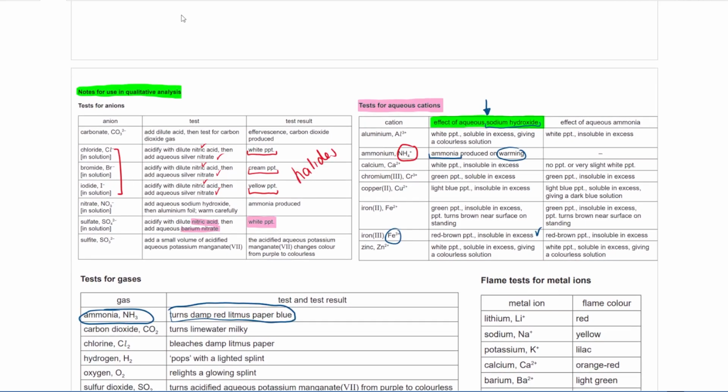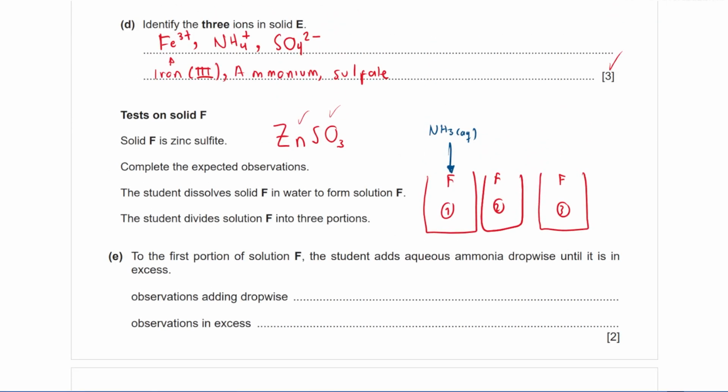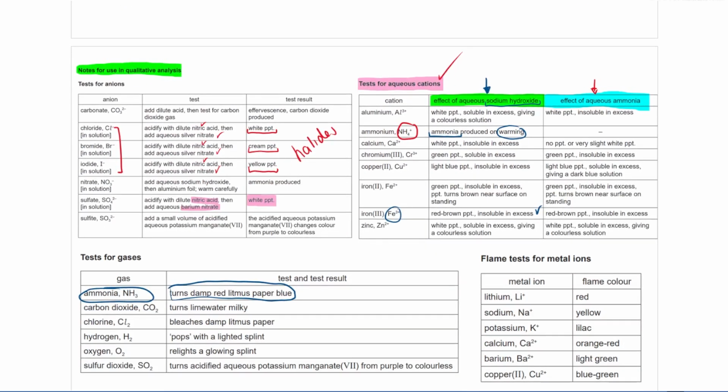And look at this. As you have sodium hydroxide, here you have the effect of aqueous ammonia. So adding aqueous ammonia allows me to identify aqueous cations. And what are we gonna see? Since we have zinc sulfide, and we're testing cations, our cation here is going to be zinc 2 plus, and our anion is sulfide, which is 2 minus. So if we add ammonia, we are testing for zinc 2 plus. So what's going to happen? A white precipitate soluble in excess.